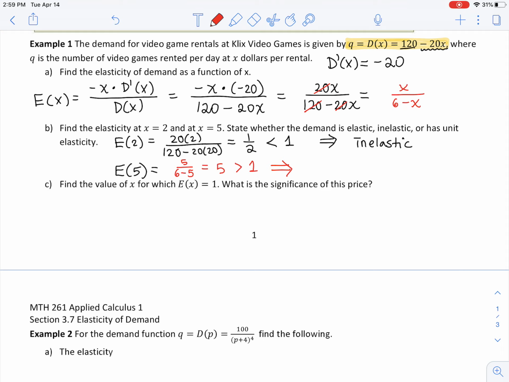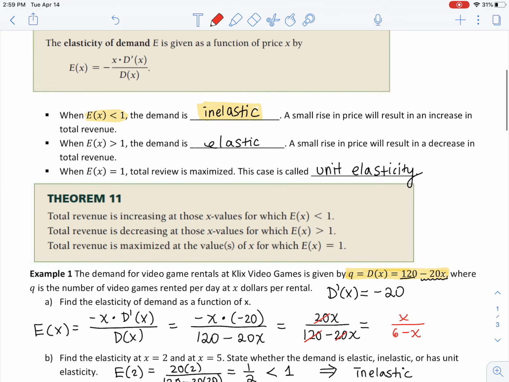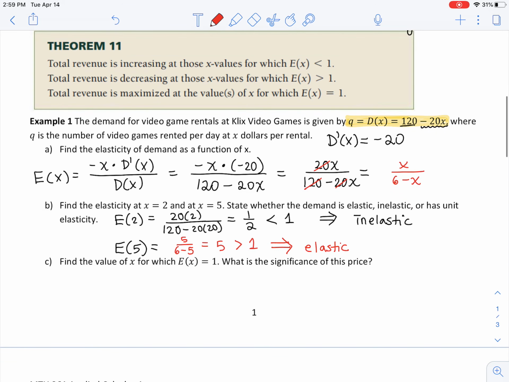So this is the opposite case, right? If the elasticity comes out to be greater than 1, then we say the demand is elastic. What does that mean? A small increase in price will result in a decrease in the total revenue.